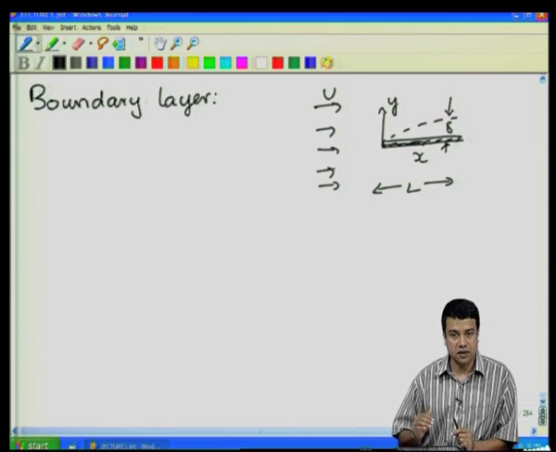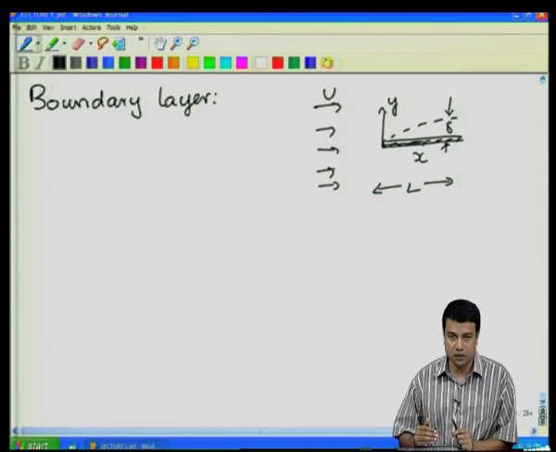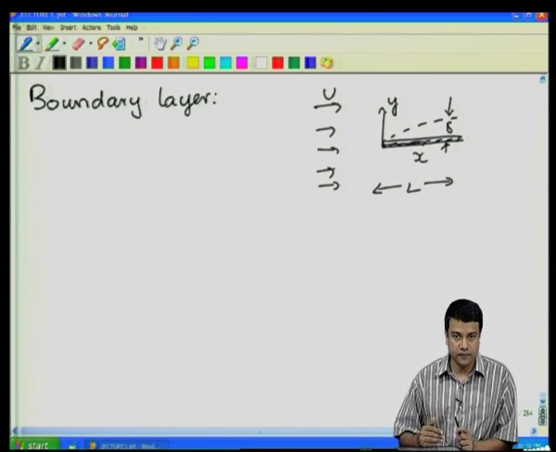So, the velocity starts from 0 at the surface and reaches close to the free stream value of capital U within a layer of thickness delta, and delta is small compared to L, then the velocity gradients are much larger than you expected based upon the simple scaling of the velocity and the length scale L. Because delta is much smaller than L, the velocity gradient is much larger than U by L. And in that case, one could have a balance between inertial and viscous forces provided delta is small enough.